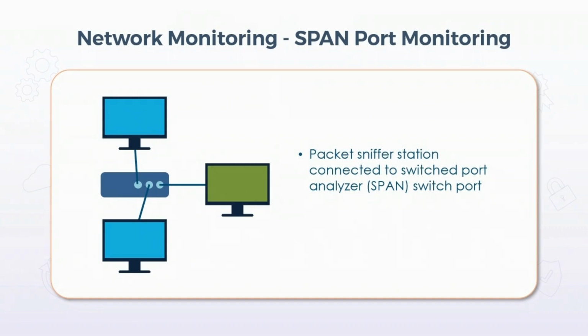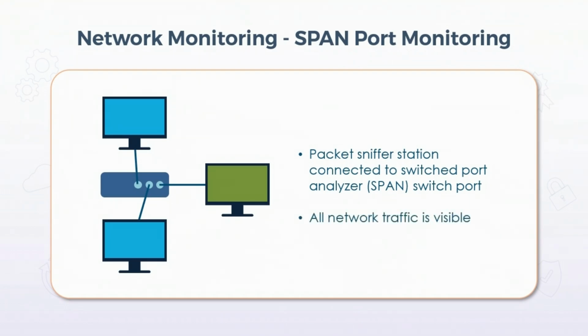Monitoring network traffic using a packet sniffer station requires special configuration in a network-switched environment. So pictured in our diagram, we have a 3-port switch with 3 devices plugged in. Now the device with the green screen we're going to say is our analyzer station where we're running packet sniffing software such as Wireshark, let's say.